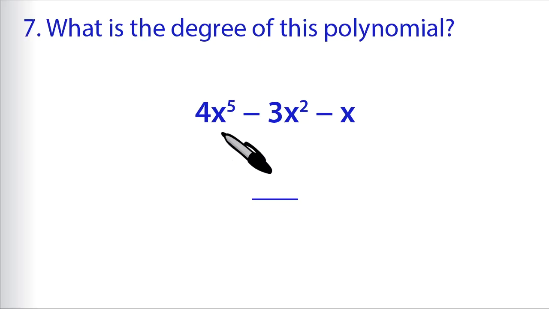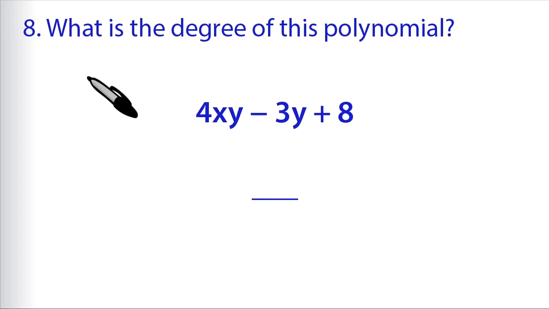We have 4x to the 5th minus 3x squared minus x. And the degree of a polynomial is determined by the highest degree of any of its terms. And the highest degree term in this polynomial is this here, 4x to the 5th. So that means that the degree of this term is the degree of the whole polynomial. So it is a 5th degree polynomial, so degree 5.